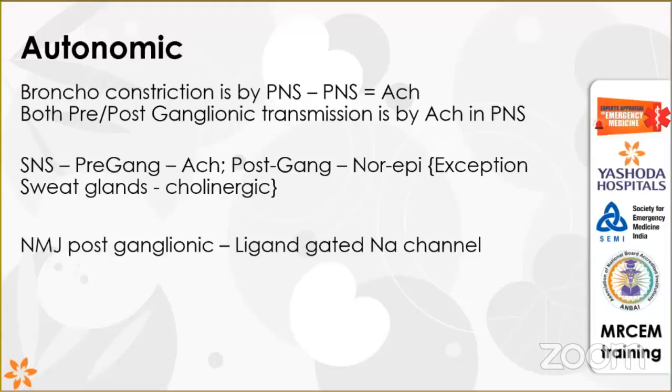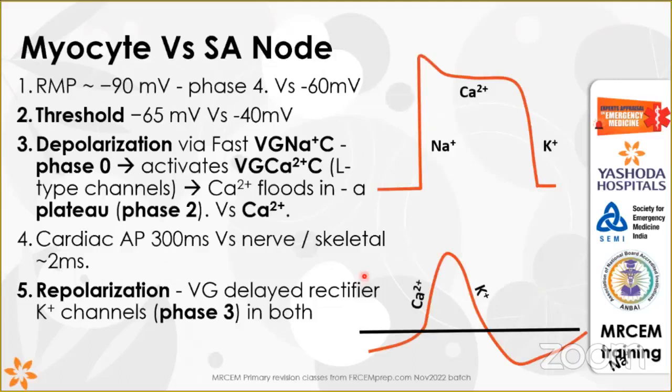Myocyte versus SA node. In the myocyte, the resting membrane potential is minus 90 millivolts, which is low compared to the minus 60 millivolts in the SA node. The threshold is about minus 65 millivolts in myocyte, minus 40 in SA node. Depolarization occurs by voltage-gated fast sodium channels in myocytes, whereas in the SA node it's calcium. Repolarization is the same in both: loss of potassium.